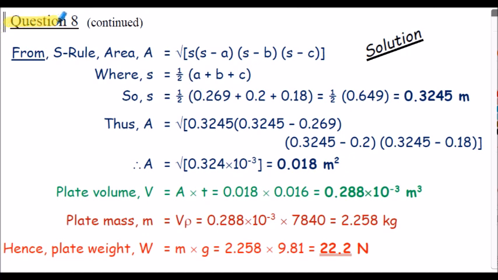Question 8, solution continued here. Just repeated the S rule calculations from the previous slide for convenience. We can now calculate the volume, the mass and the weight. The question says to calculate the weight to the nearest Newton, so that would be 22 Newtons in this particular case.